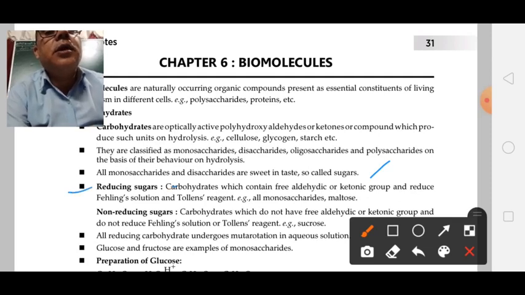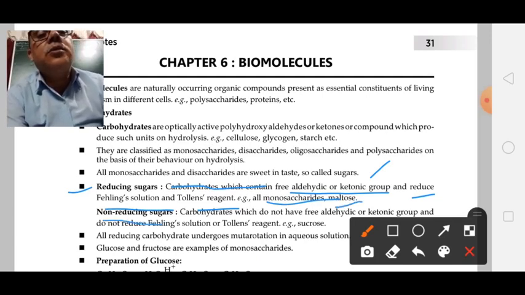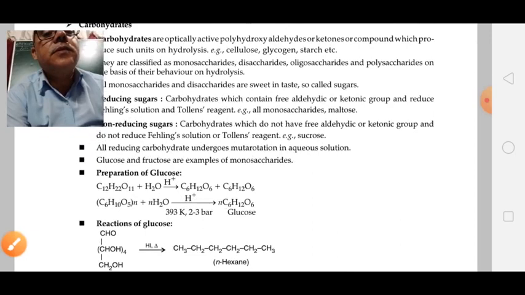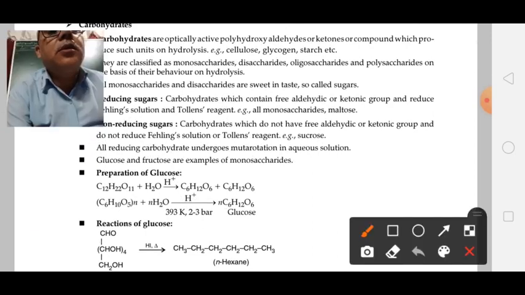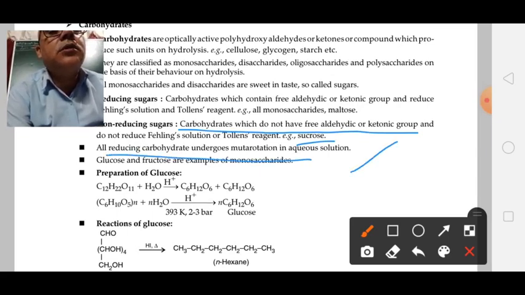Reducing sugar is a carbohydrate which contains a free aldehyde or ketone group and reacts with Fehling's and Tollens' reagent. All the monosaccharides and maltose are reducing sugars. Non-reducing sugar is a carbohydrate which does not have a free aldehyde, such as sucrose. All reducing carbohydrates undergo mutarotation in aqueous solution. Glucose and fructose are examples of monosaccharides.